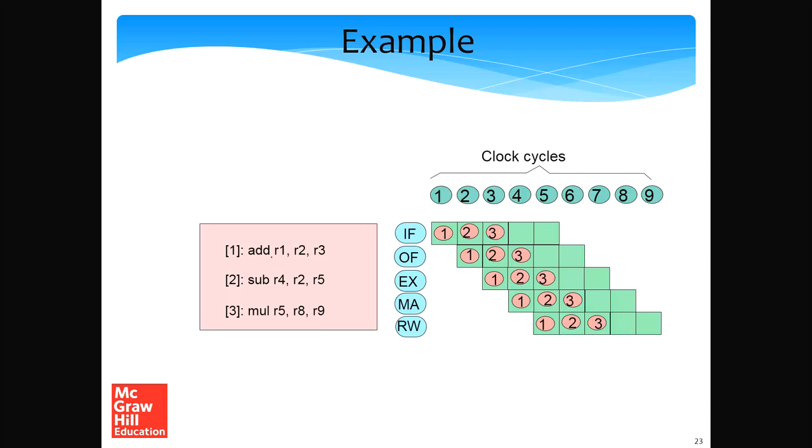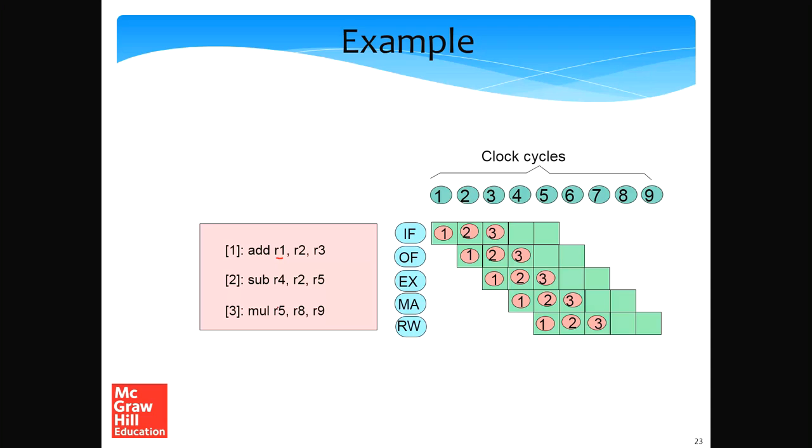Which is add R1, R2, R3, then a subtract instruction and a multiply instruction. So let's take a look at this example in a different way now. There are no dependencies across the instructions, in the sense that there is no dependency between the first, the second, and the third instructions. So pretty much the instructions can operate independently of each other.